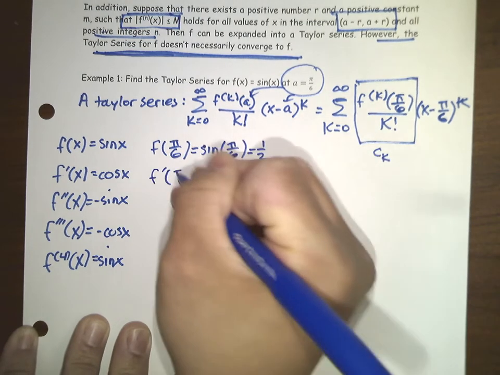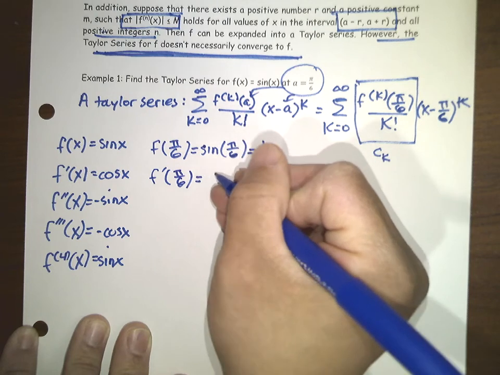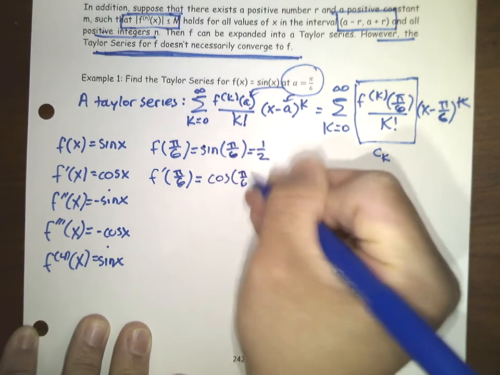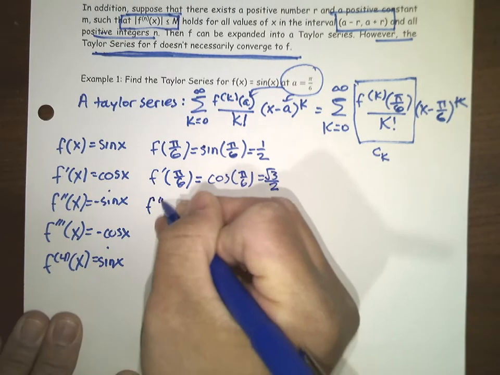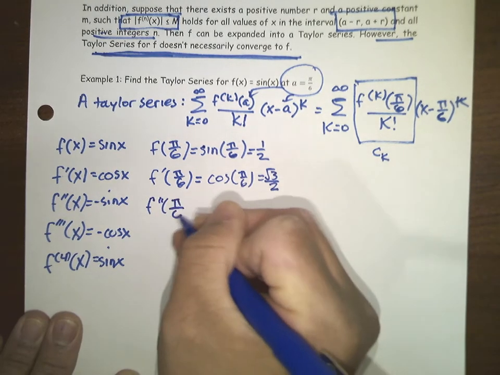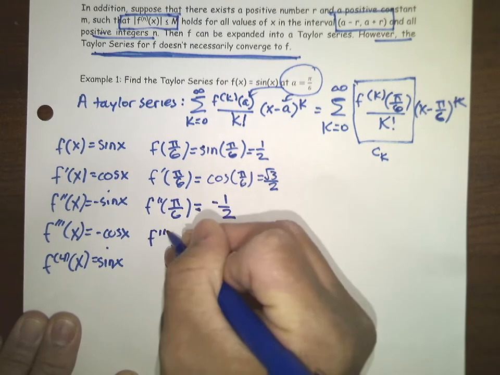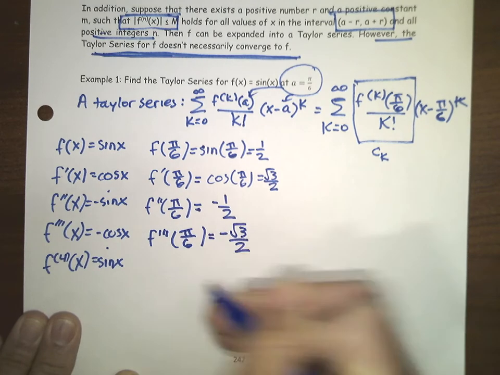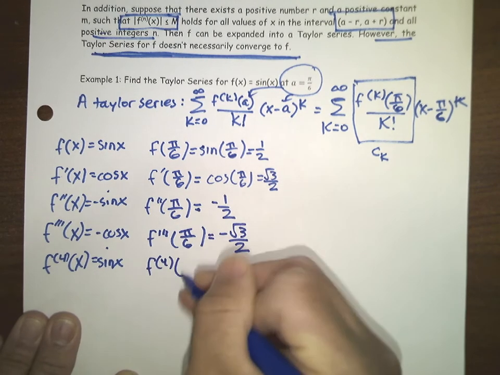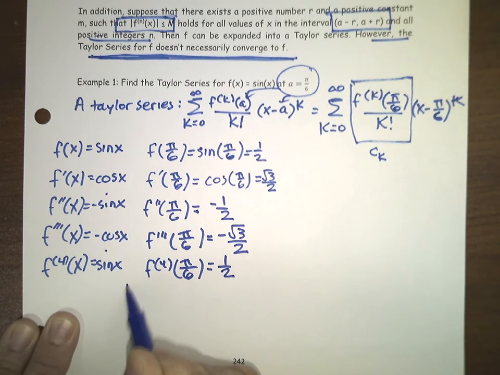Then f prime of pi over 6 will be the cosine of pi over 6, which is going to be square root of 3 over 2. Then we have f double prime of pi over 6. This is going to be negative a half. Then f triple prime of pi over 6 is going to be negative square root of 3 over 2. And then the fourth derivative of f at pi over 6 will be 1 half. And again, you can keep on going from there.